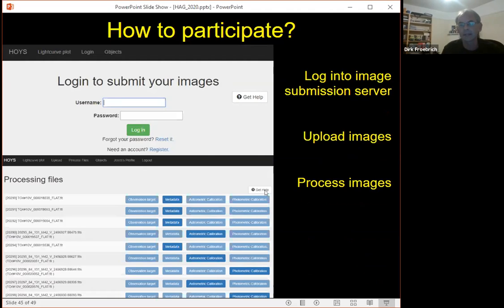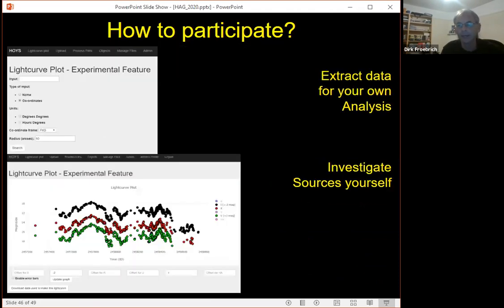There's a little bit of processing, but it's not very much to do, and we help out if you don't have any time. You can analyze the data yourself. So once the data is on the server and you processed it, it's live in a database that everybody in the world can access. That includes yourself. So you can pick any star you want, look at the light curve, download the data, investigate it, and that is up to you what you want to do with it.